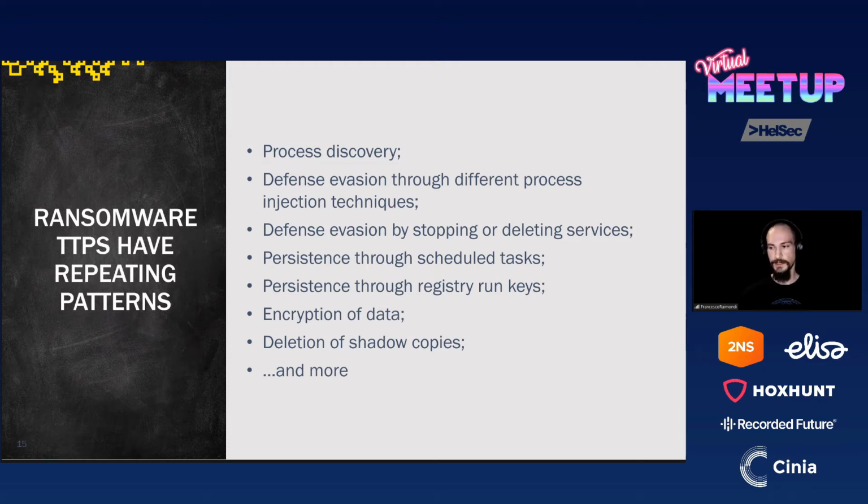We see several defense evasion techniques, for example various process injection techniques, but also the impairment and modification of services related to defensive tools installed on the machine. We see several persistence techniques, for example scheduled tasks or registry run keys. And then of course, we see a lot of impact techniques related to the encryption of files, but also to the impairment of recovery, so the enumeration and deletion of shadow copies. And then of course, we also see a lot of other techniques that may be specific to a particular threat group or actor.